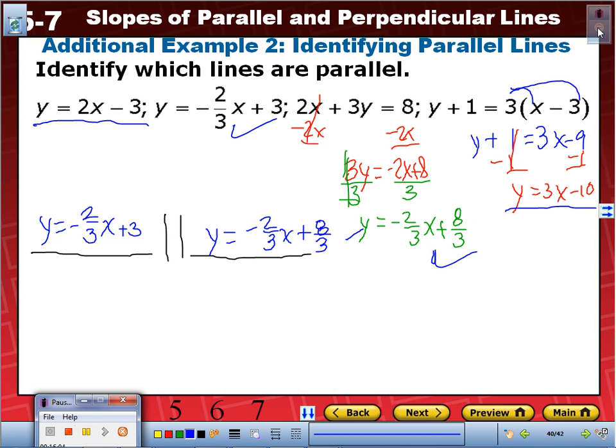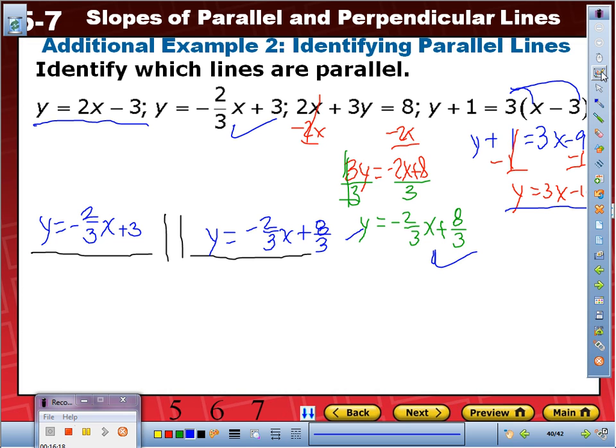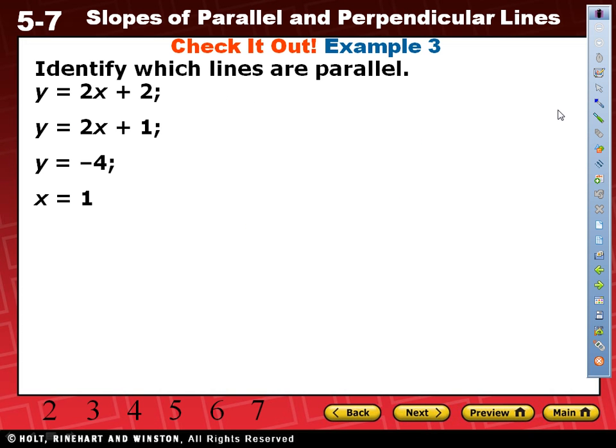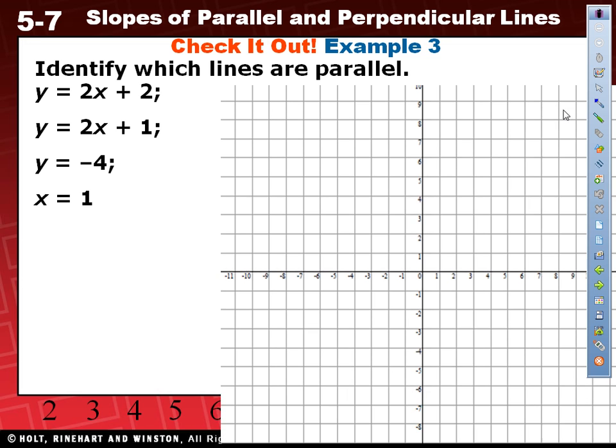All right, copy this next one down, please. If they're not parallel, you just don't write it down? That's it. Do you have to graph at all? Oh, very good question. For this one on your graph paper, example number 3, copy these four equations, please.